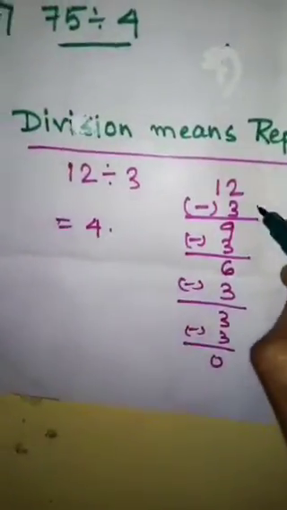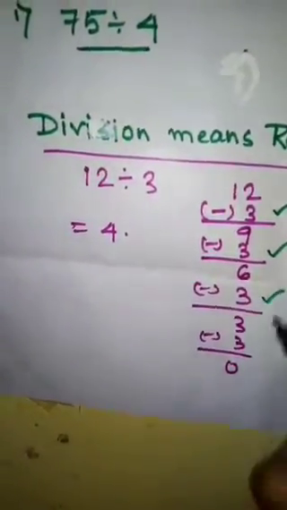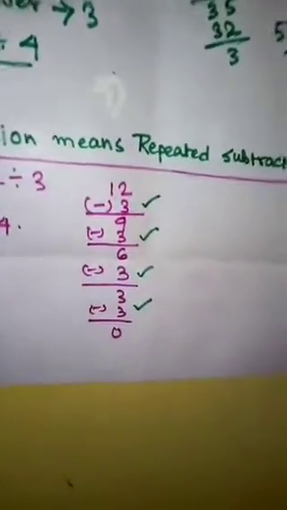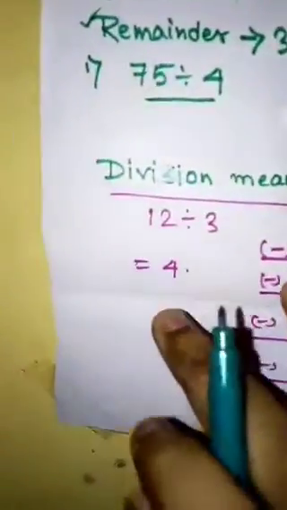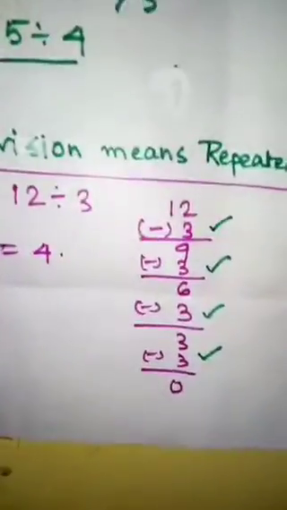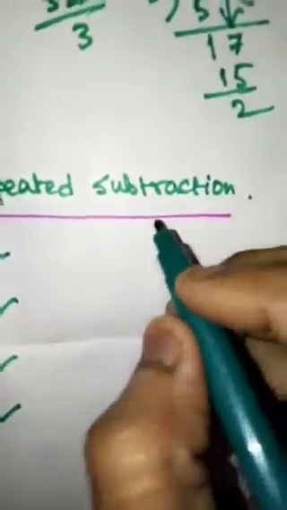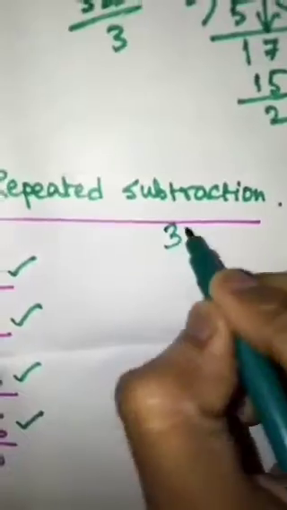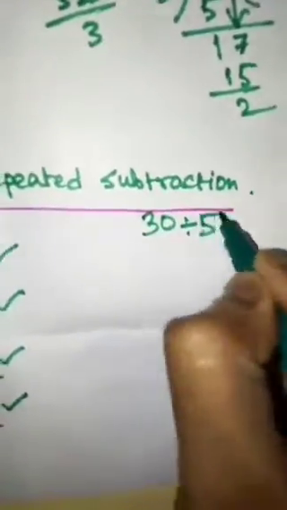So see that 1 time, 2 times, 3 times, 4 times. So how many times did we subtract 3 from 12? We subtracted 3 four times from 12. So this will become our quotient, that is 4. When you divide 12 by 3, you get 4. Now we take one more example. Suppose you have to divide 30 by 5.